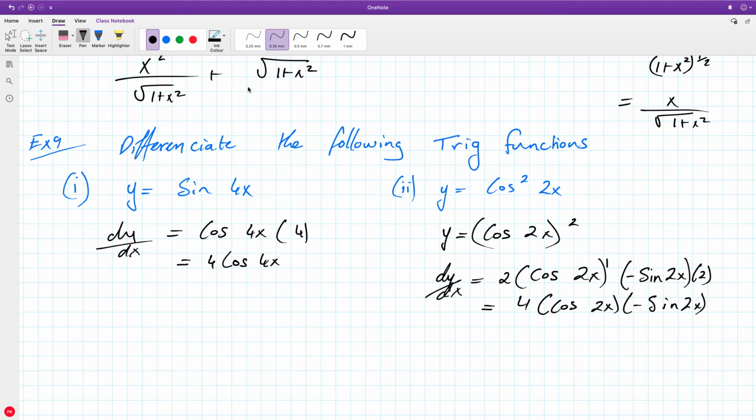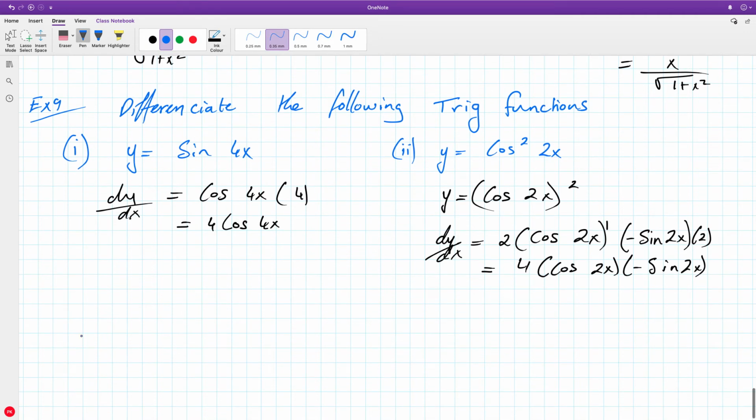So have a go at this one then. Triple I: y is equal to the tan of 3x plus 2. 10 minutes, guys. We're nearly there.